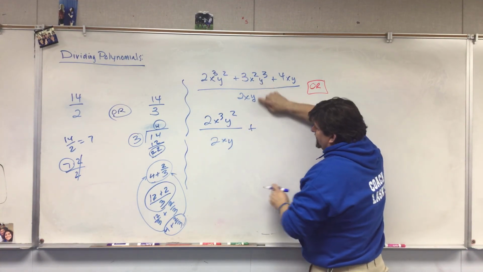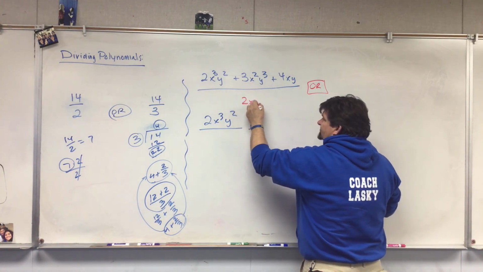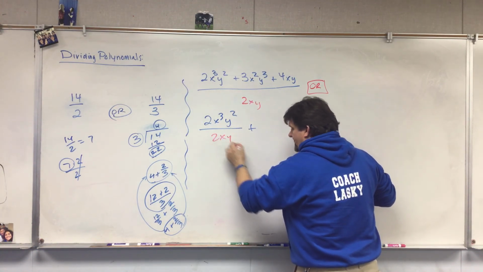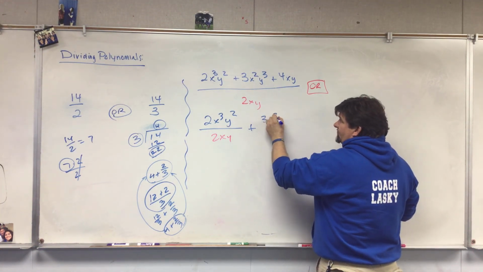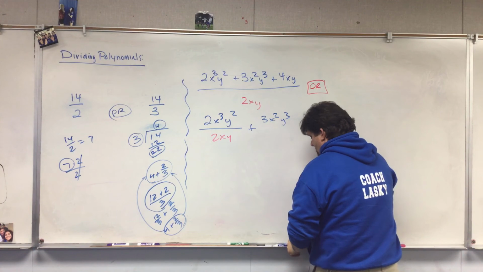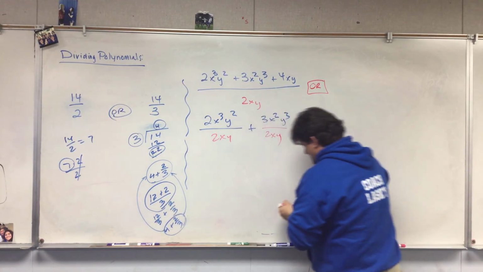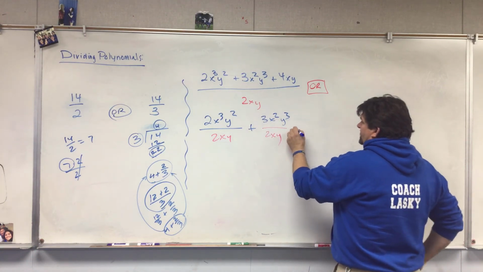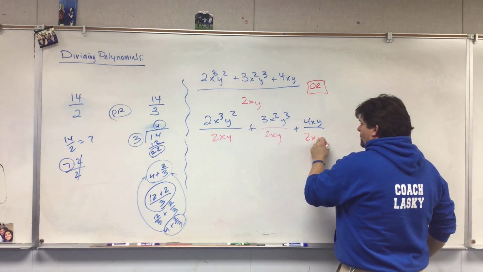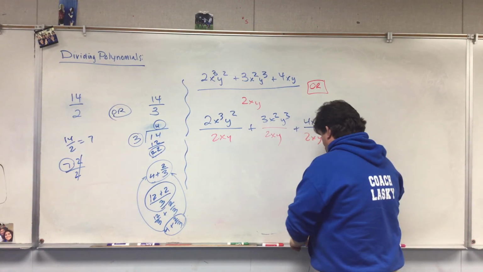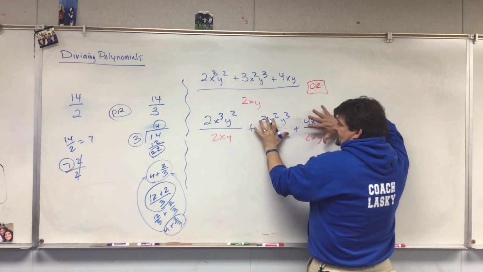plus, I'm going to change this color so you guys can see it, 3x squared y cubed divided by 2xy. Kind of doing what I did here. And then plus 4xy divided by 2xy. So I can look at each one separately.